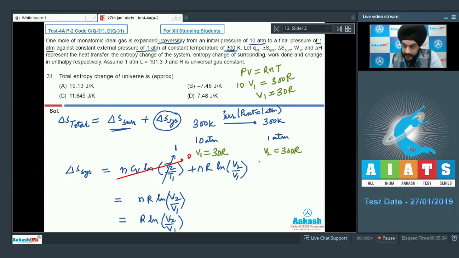So we are concerned about the ratio in this case. The ratio comes out to be equal to 10. So the delta S system term will come out to be equal to R ln of 10. So we can have 2.303 into 8.314 in the SI unit, as the examiner seems to be interested in the SI unit itself. So on simplification, this will give us a value approximately equal to 19.13 joules per Kelvin.